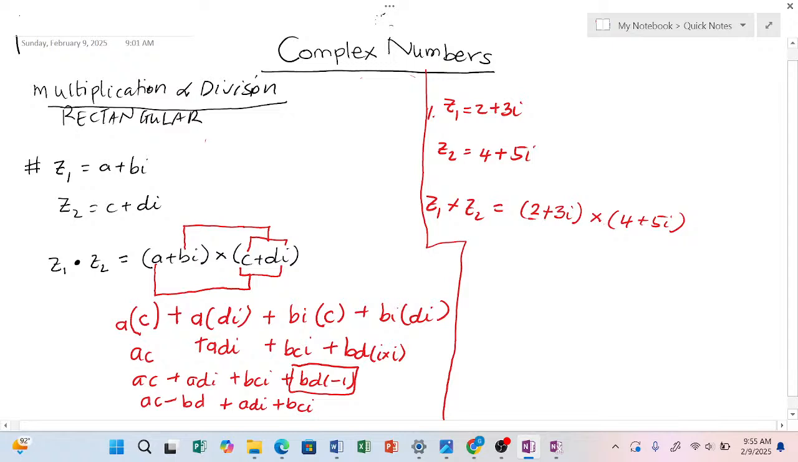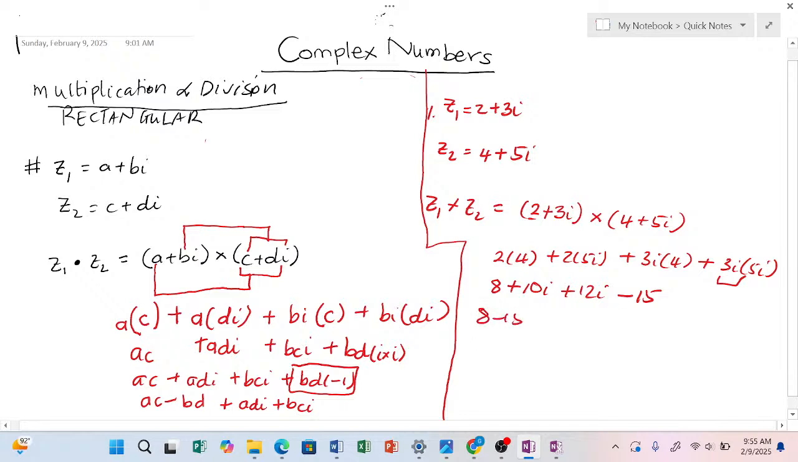So we take one and use it to multiply. It's going to be 2 times 4, plus 2 times 5i, plus 3i by 4, plus 3i by 5i. And so I'm going to get 8 plus 10i plus 12i minus 15. Why? Because 3 times 5 is 15, and i by i is negative 1. That is why it becomes minus 15.